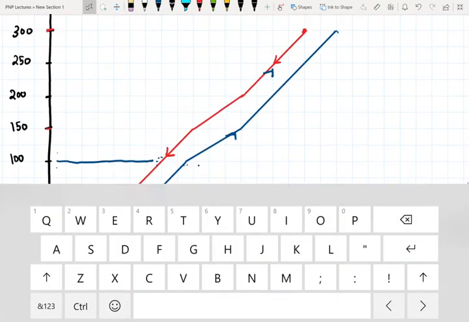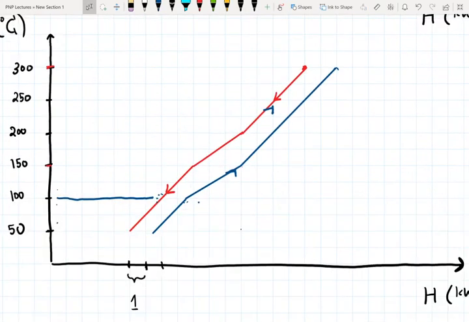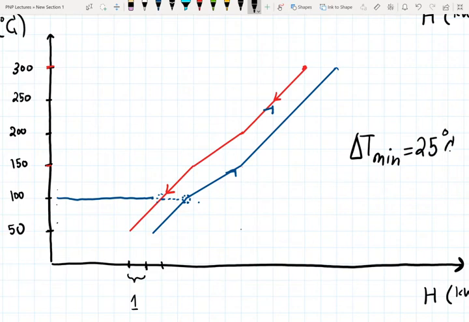Now the minimum approach temperature is always going to occur above the cold stream temperature of 100 degrees Celsius. So if I want to assume a minimum approach temperature of 25 degrees Celsius, let's say, each of these increments represents an interval of 25 degrees Celsius.